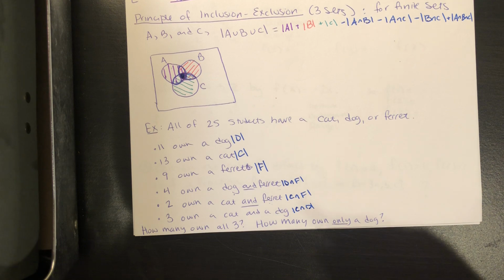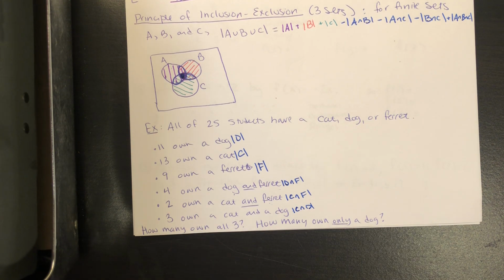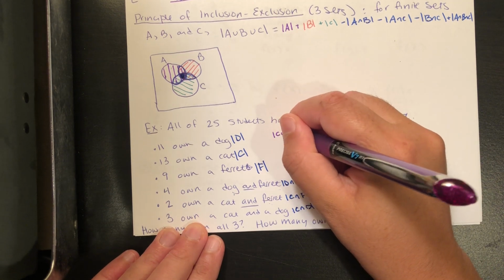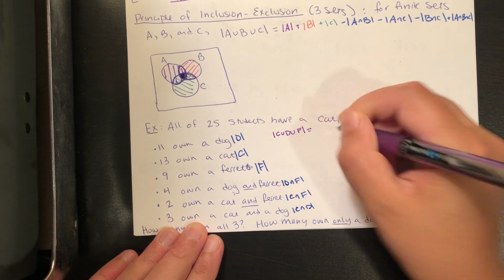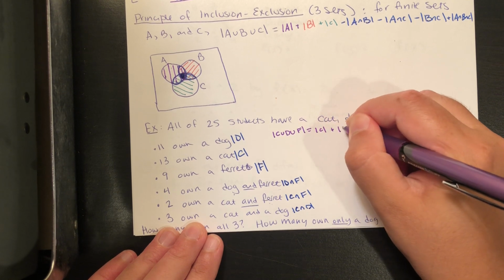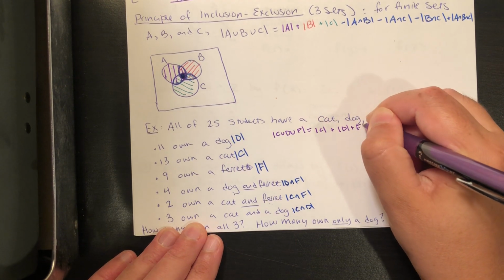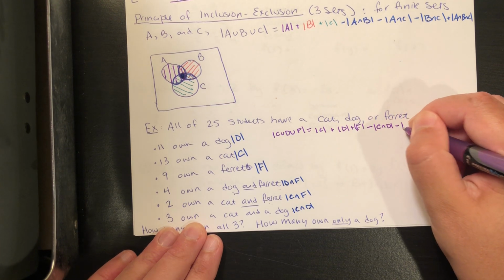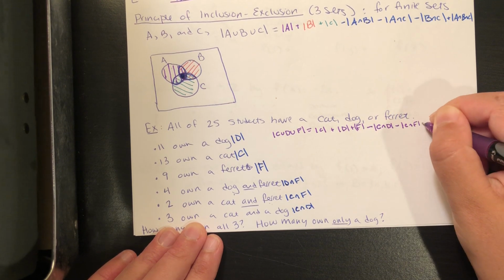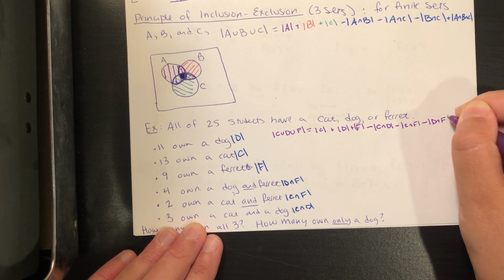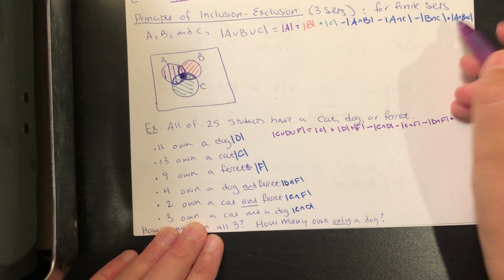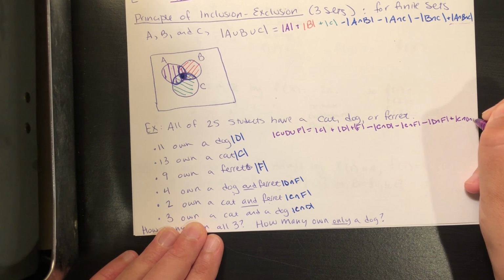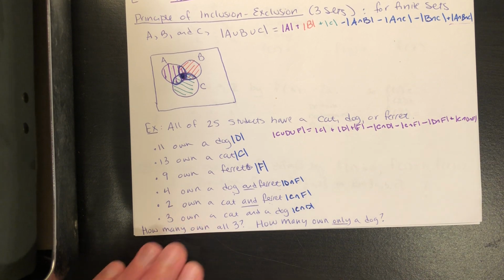So according to the principle of inclusion-exclusion for 3 sets, we should have C union D union F is equal to the cardinality of C plus the cardinality of D plus the cardinality of F minus C intersect D minus C intersect F minus D intersect F. Finally, plus, right, we add back in the 3-way intersection at the end. C and D and F. Running out of space here.